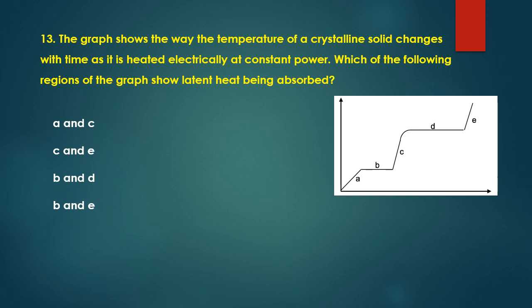So we have already discussed this in the class. Temperature never changes during a change of state, and latent heat is always associated with change of state. So from the graph, the two regions where the temperatures are not changing are, look at the graph, B and D. So your answer should be B and D.